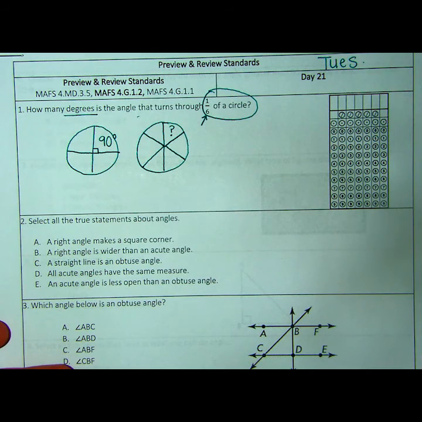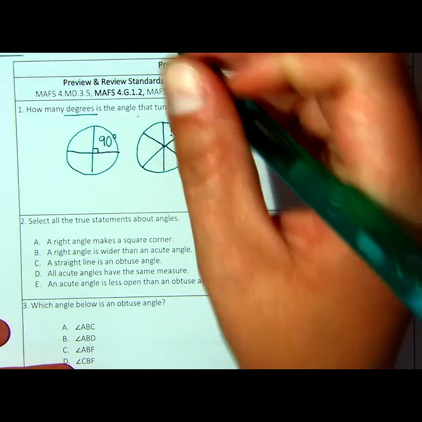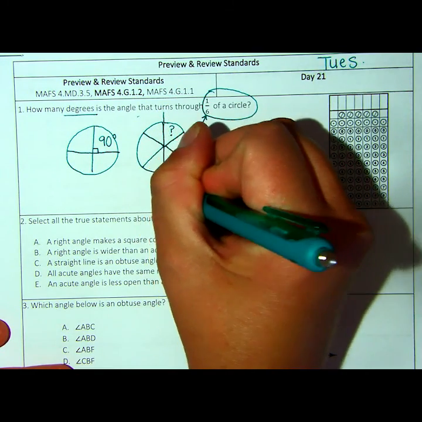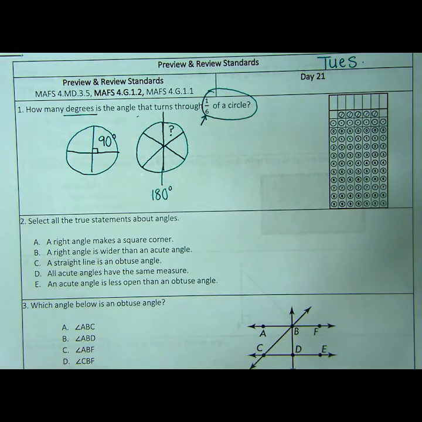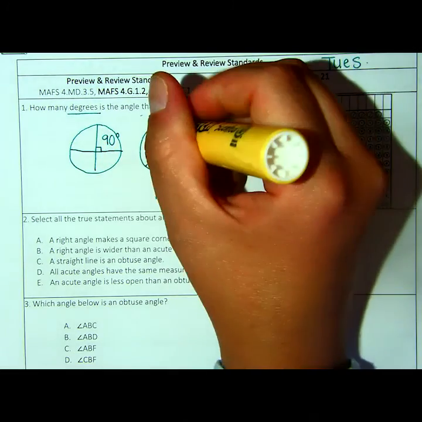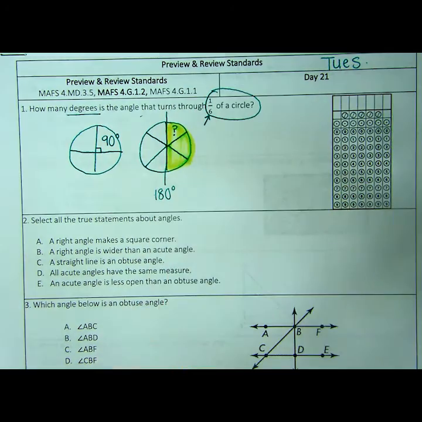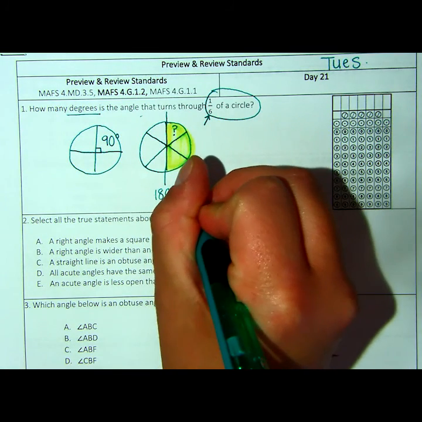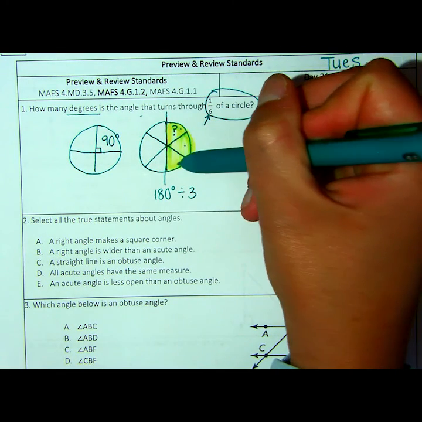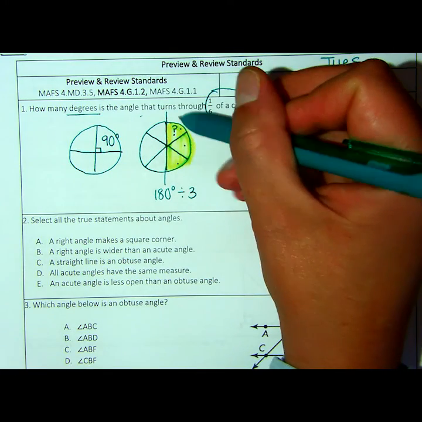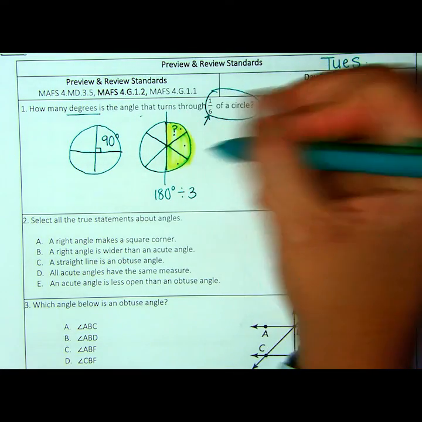Well, there's a couple ways that we could do this. We know that when we cut this circle right down the middle, that's equal to 180 degrees. So half of my circle is equal to 180. Well, that's made up of 3 parts right there. So I could take 180 and divide it by 3 to figure out how much each of these pieces is worth. In my brain, that's how I think of it. Or how many degrees are in each of these pieces.